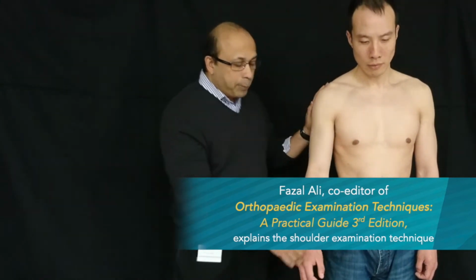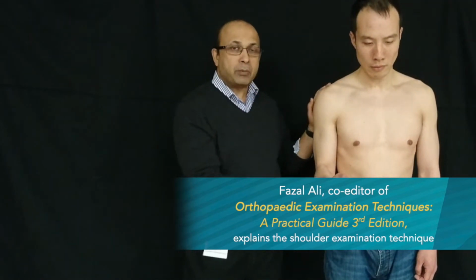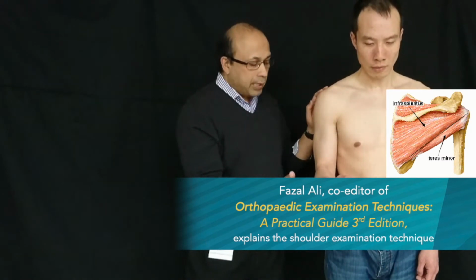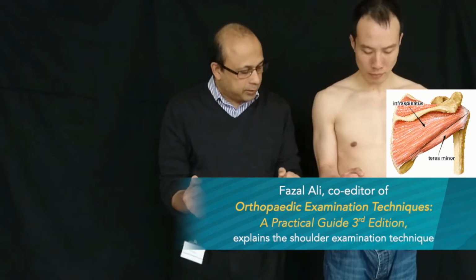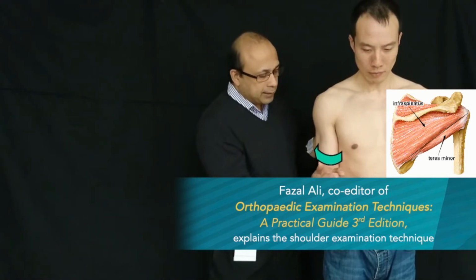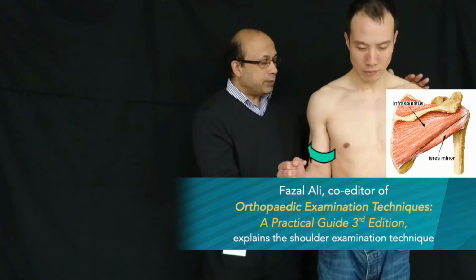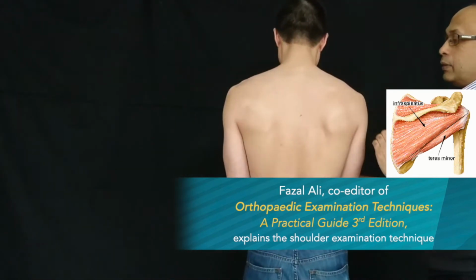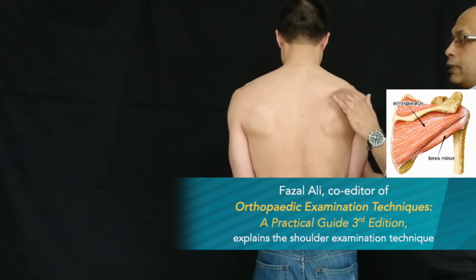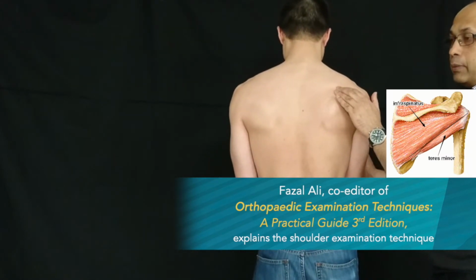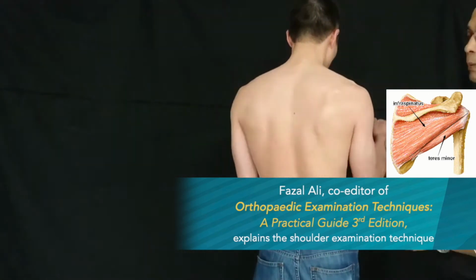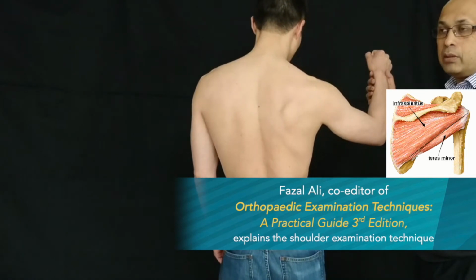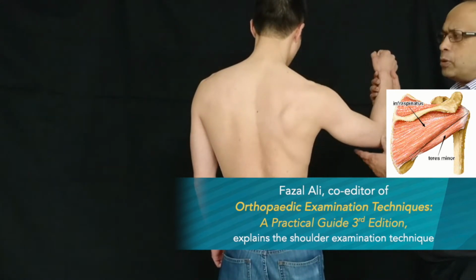To test combined infraspinatus and teres minor, which are external rotators of the shoulder, we ask the patient to put their elbows back into your chest and externally rotate against resistance. And by doing that, and if we turn around, I can feel infraspinatus here resisting me. Now there is a way of separating infraspinatus and teres minor, and that's called Hornblower's sign.